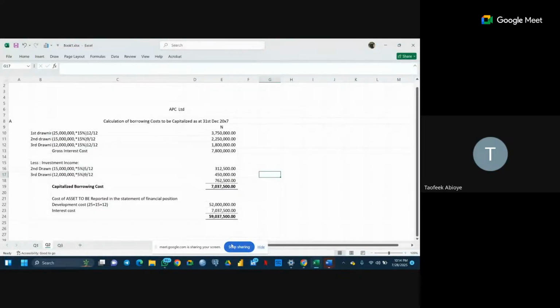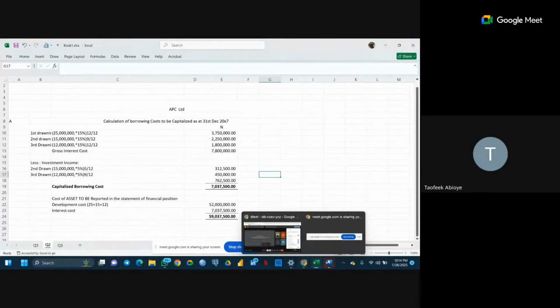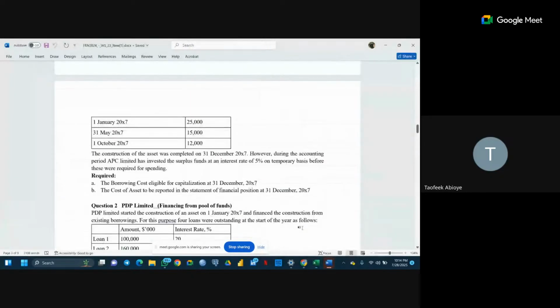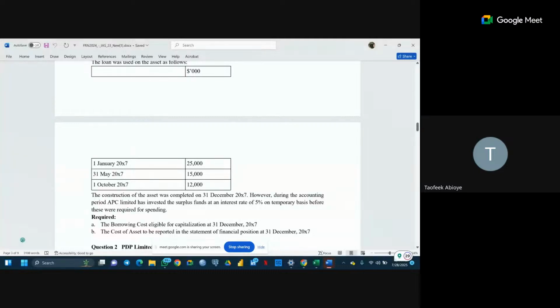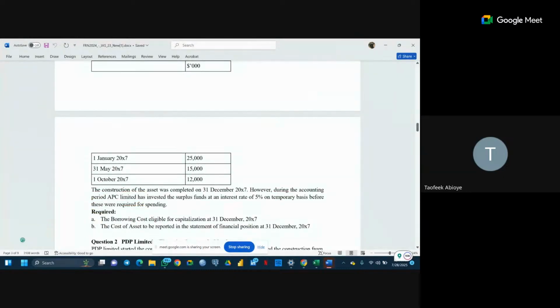Just like we have it, APC Limited borrowed $55 million, and we have there how they withdrew it for the project. We are required to calculate the borrowing cost eligible for capitalization as at 31st December 2007, and also the cost of assets to be reported in the statement of financial position as at 31st December 2007. So this is what we are going to do.